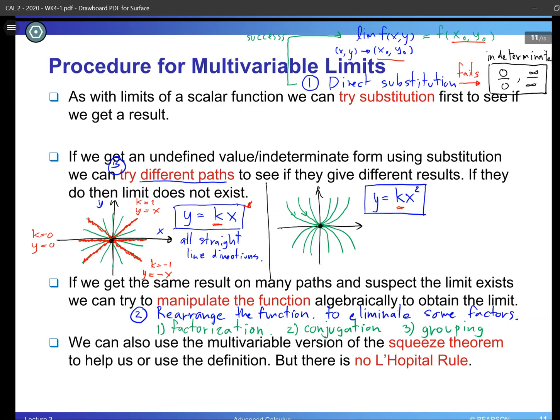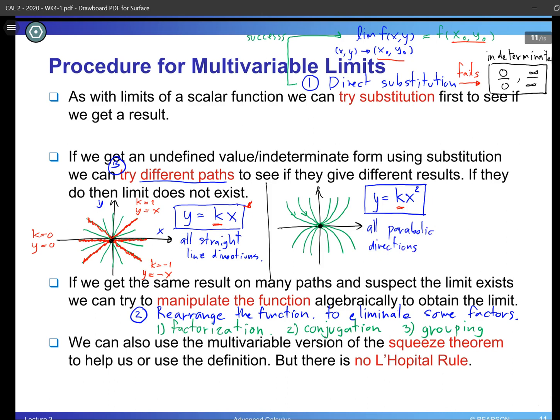As you can see here, by changing the value of k, you can change the shape of the parabolas you have. Which means that the expression y equal to kx squared represents all parabolic directions that you can take to approach the origin. So let's make a note right here that this represents all parabolic directions that you can take to approach this 0, 0 point.